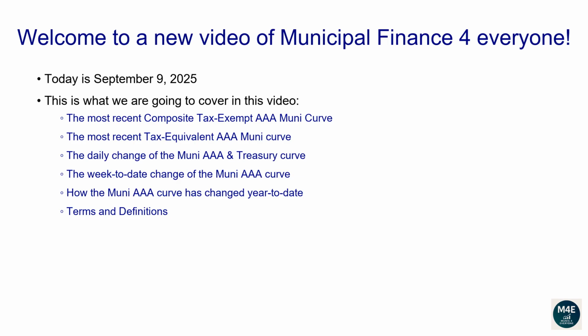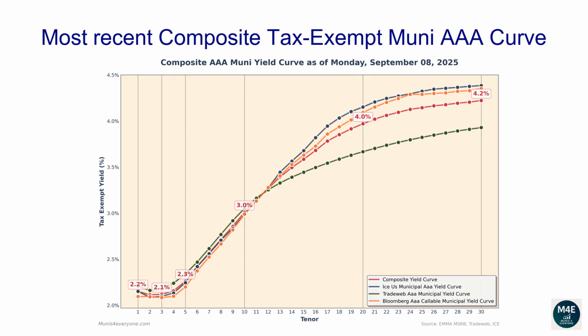Terms and definitions. Let's go over the most recent composite tax-exempt Muni AAA curve. The following composite tax-exempt yield curve is based off the most recent ICE, TradeWeb, Bloomberg yield curves that are available on the MSRB website, plus some proprietary extra adjustments, as of September 8, 2025.